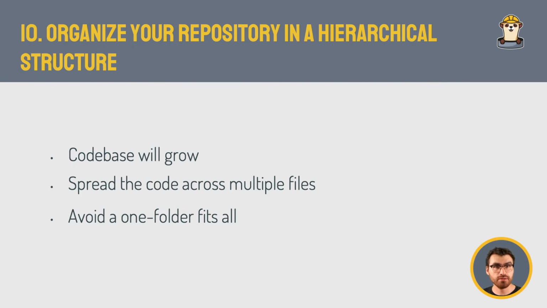Number 10. Organize your repository in a hierarchical structure. As your project progresses, your code base will grow. You will have code for exploring data, loading, generating features, training models, validating the model, and so on. It is a good practice to spread this code in multiple files. Multiple files means you will have to put a bit more effort in organizing them. It is best to organize your source code in folders, sometimes even following a hierarchical structure.